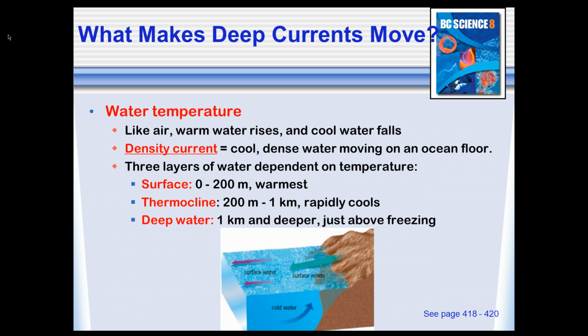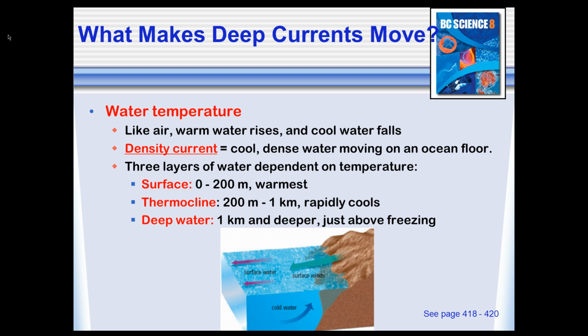Now, when we look at deep ocean currents, right, they're not going to be affected by factors above the water, right? They're too deep for that. But what does change is water temperature. So when water warms up, it expands and it'll rise. Cool water will fall to take its place, and we get somewhat of a density current where we have cool, dense water moving on the ocean floor.